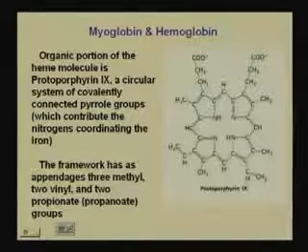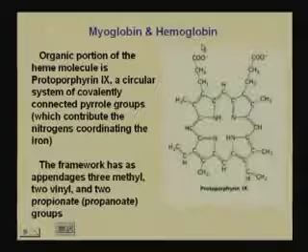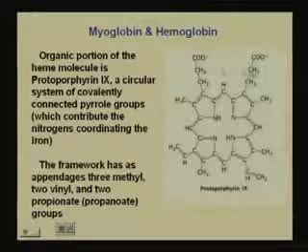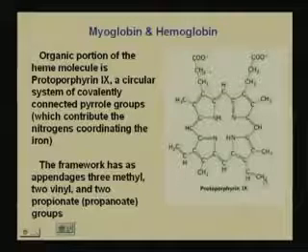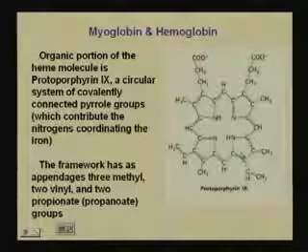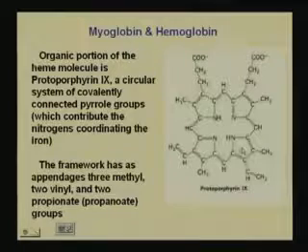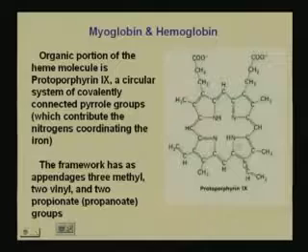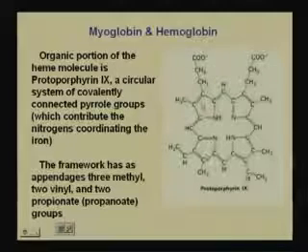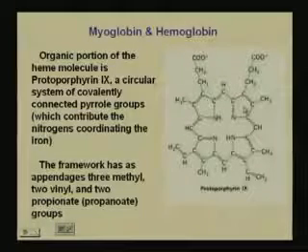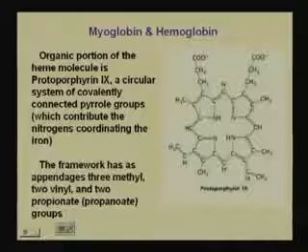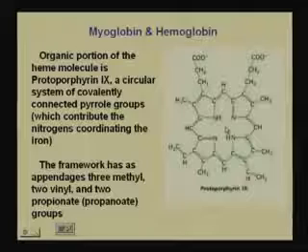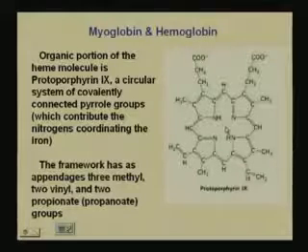So when we're looking at this prosthetic group of myoglobin and hemoglobin, we have the organic portion of the heme molecule, that is protoporphyrin 9, a circular system, as you can see, of covalently linked pyrrole groups. Okay, so this is one pyrrole, this is another pyrrole, this is another pyrrole, and so on and so forth. So when we link these pyrrole groups together, we have these nitrogen atoms that actually coordinate the iron for the heme group.